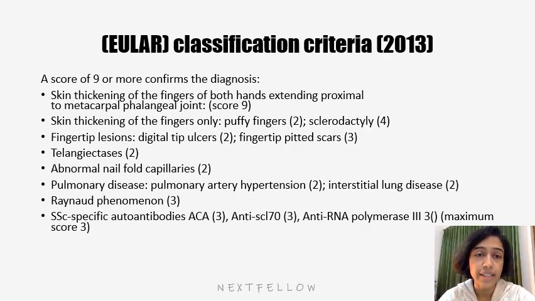So this is something that you need to know, the EULAR classification, it's 2003, and a score of 9 or more confirms the diagnosis. So just read through the points. As I said before in the previous slide, the important ones were the sclerodactyly, the nail fold capillary findings, autoantibodies, and internal organ involvement. So the important autoantibodies, I'll tell you in the next few slides.